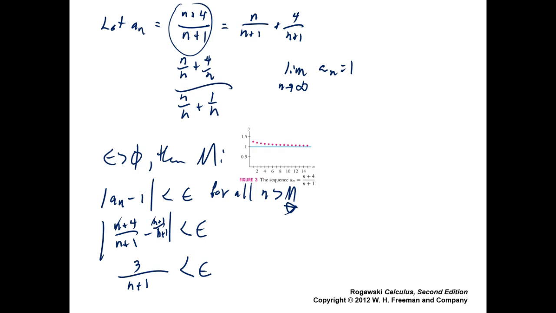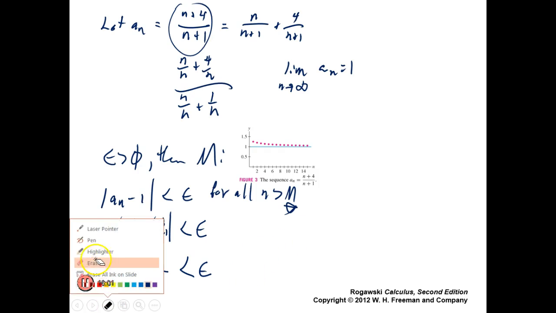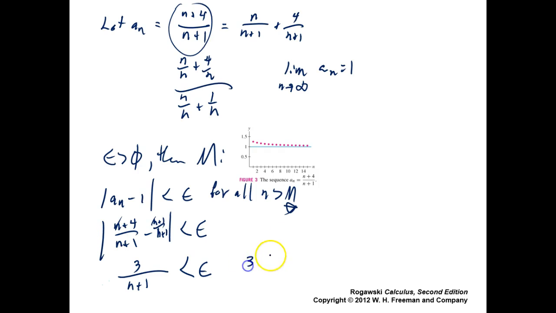Okay? So what can we do at this point? Well, since n plus 1 is greater than 1, that's our assumption, we can multiply both sides by n plus 1. That would give us 3 is less than epsilon times n plus 1. Let's multiply that out, and let's flip sides. That would be epsilon n plus epsilon is greater than 3. I just flipped sides there, right? See what I did?